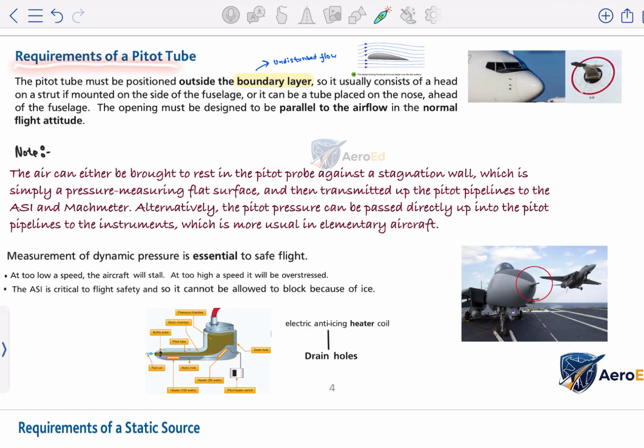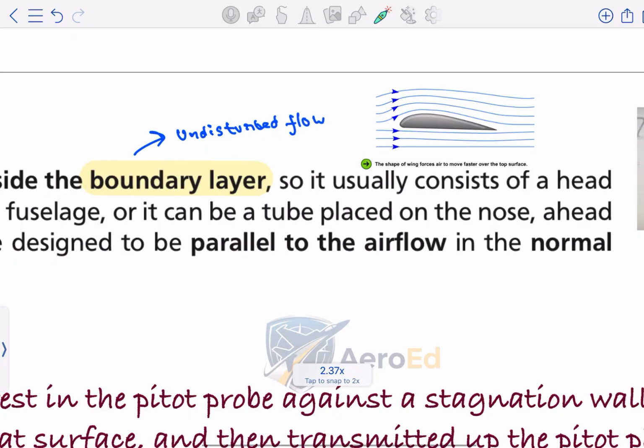Requirements of a pitot tube. The pitot tube must be positioned outside the boundary layer. It usually consists of a head on a strut if mounted on the side of the fuselage, or it can be a tube placed on the nose ahead of the fuselage. The opening must be designed to be parallel to the airflow in the normal flight attitude. Let me explain this. The first line says that it should be positioned outside the boundary layer. So what is this boundary layer? It means that it wants to be positioned in the undisturbed airflow, meaning the airflow which is unaffected by the presence of the aircraft.